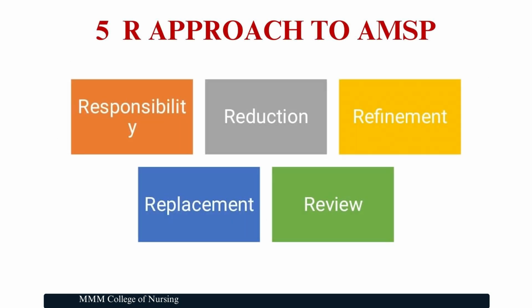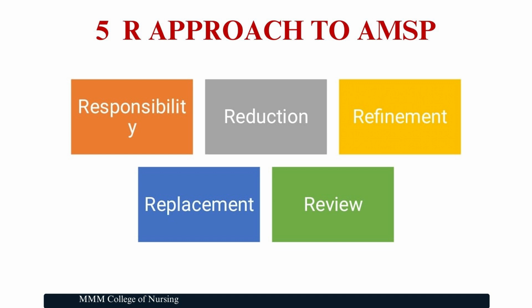Next we are going to see about the 5R approaches in AMSP. The first one is responsibility. What does responsibility mean here? Everyone who uses antimicrobials acknowledges that use can cause harm. So when we do use an antimicrobial, we should take actions that reduce the risk for future public health. And the second R is reduction. Whenever we can, we need to look for ways to reduce our reliance on antimicrobials.